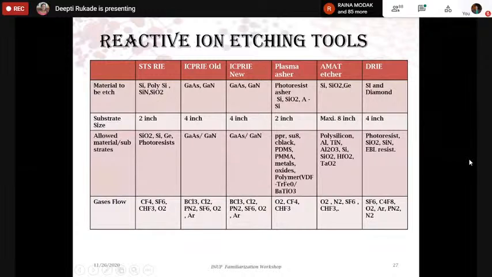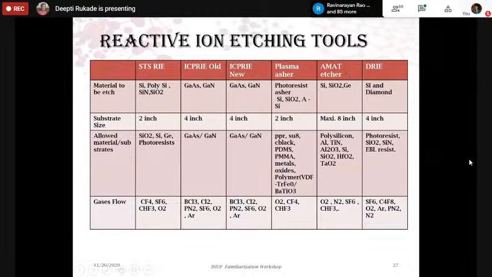We have all the recipes that are standard, and we have optimized them for these particular materials, and those are there on our website. Then you have ICP-RIE, which are dedicated only for gallium nitride and gallium arsenide. So we have two ICP-RIEs in this case. Plasma etcher, this is also an indigenously built system at IIT Bombay. So basically it is used only for etching, but this etcher can also be used for etching of a few materials.